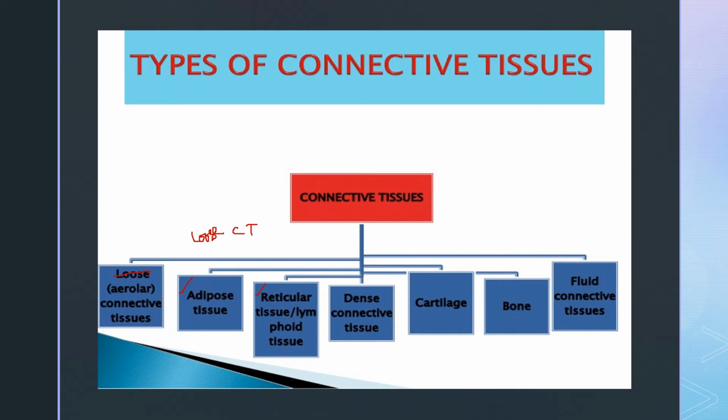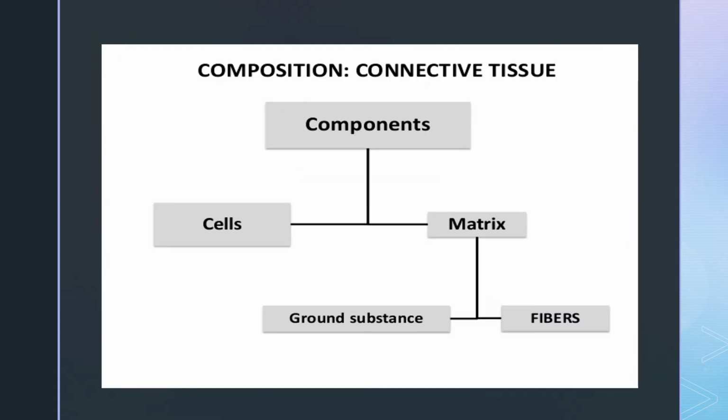Okay, and in dense connective tissue, there will be a rich framework of fibers which may be regularly arranged or irregularly placed. And the next one is the cartilage and bone. And the next type of connective tissue is fluid connective tissue. Coming to what the connective tissue is made up of, it consists of components. The components are nothing but the cells, the different types of cells which it has, and the matrix it is made up of. The matrix again consists of the ground substance as well as the fibers. This makes up a complete connective tissue.